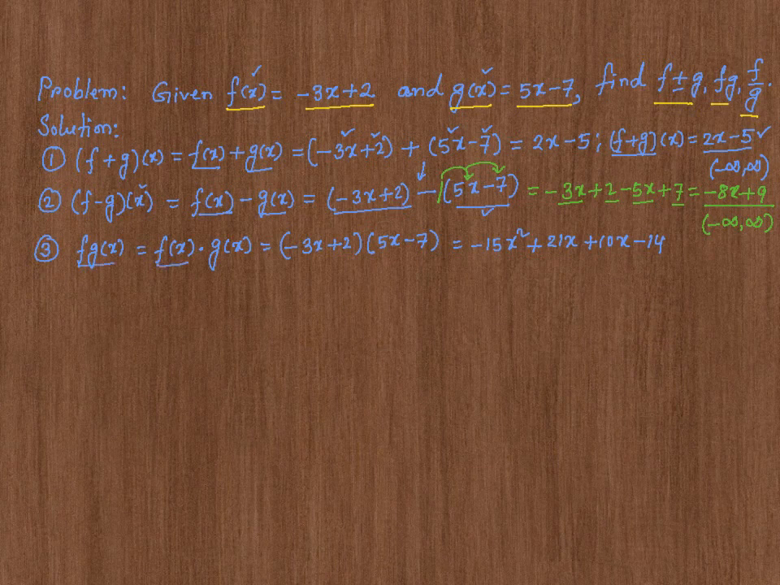We define it to be f of x times g of x. This is my f of x and this is my g of x. Now I need to simplify it.